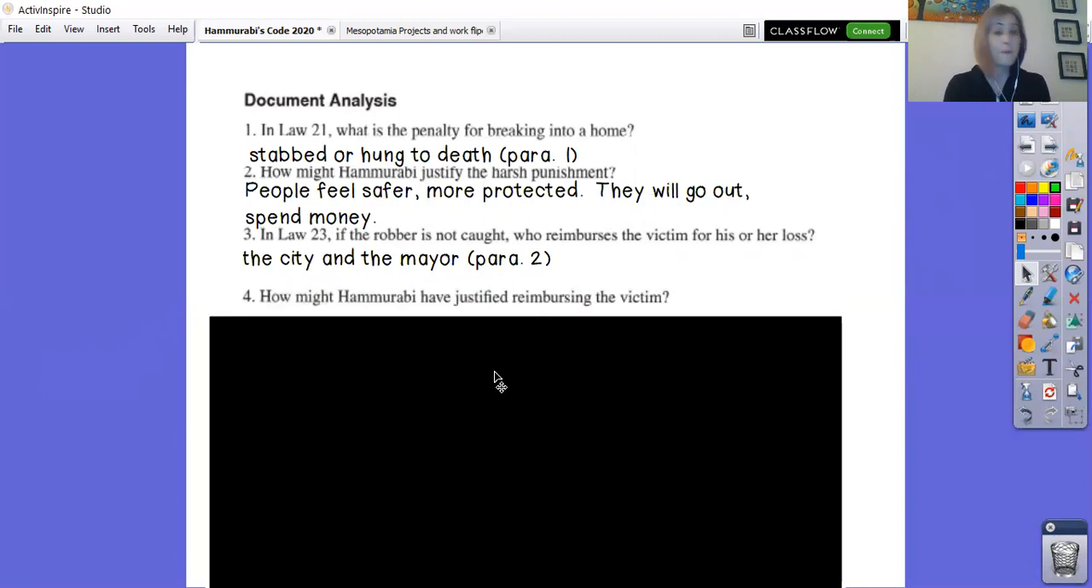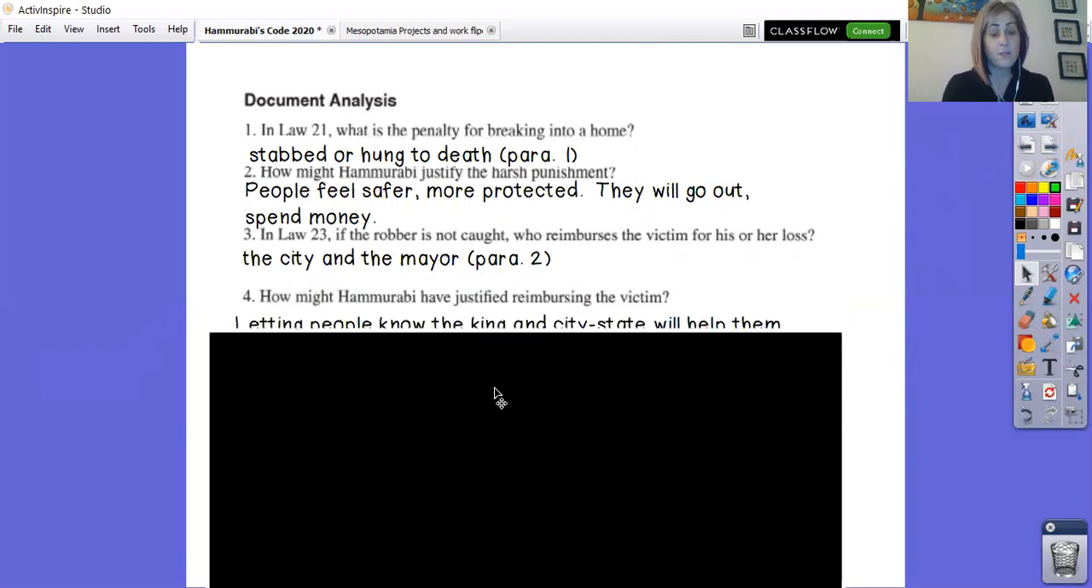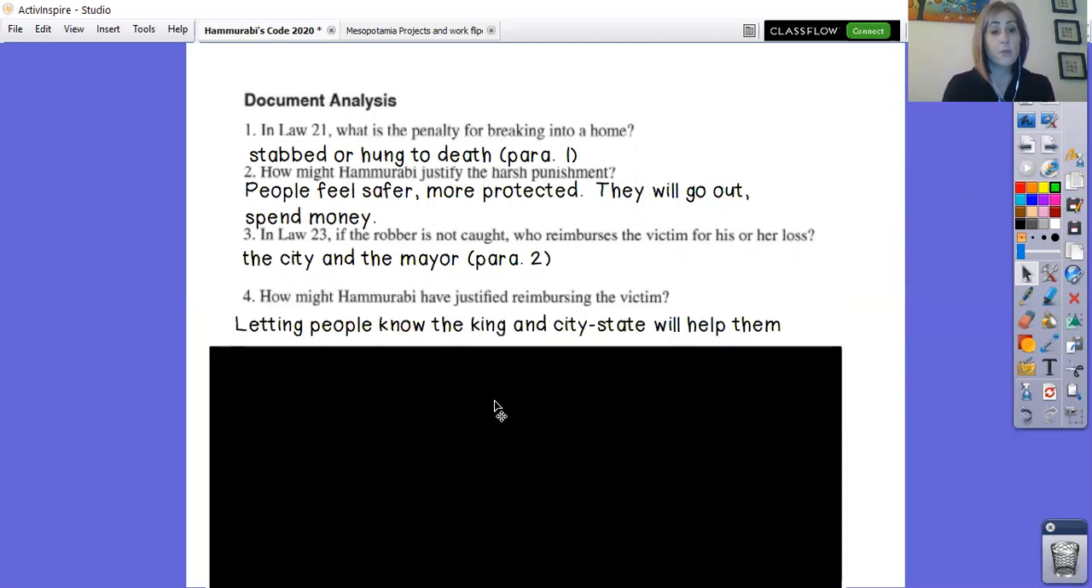Or number 4, how might Hammurabi have justified reimbursing the victims? Well, again, letting people know that the king and the city-state will help them.